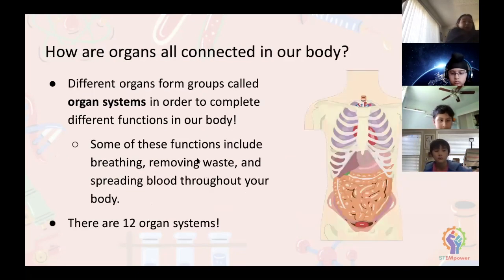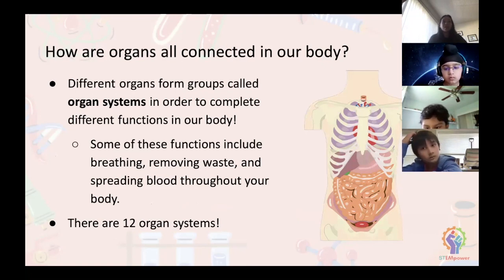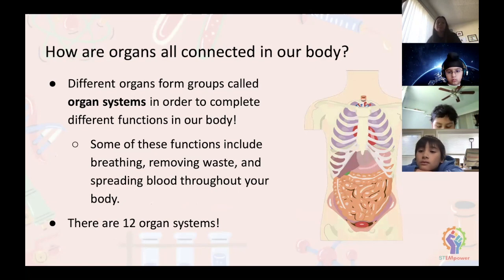So this kind of gets into how are all the organs connected in our body? Well, we have these things called organ systems. And it's important to note here that while usually we associate one organ with a particular system, one organ can be part of multiple systems because, again, each organ has its unique function, and then each organ system has its unique function. So one organ's unique function can be helpful for many organ systems. And some of these functions can include breathing, removing waste, and spreading blood throughout your body.